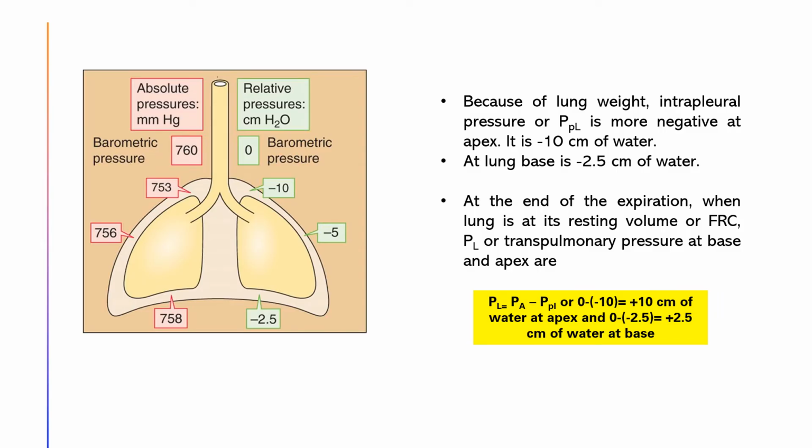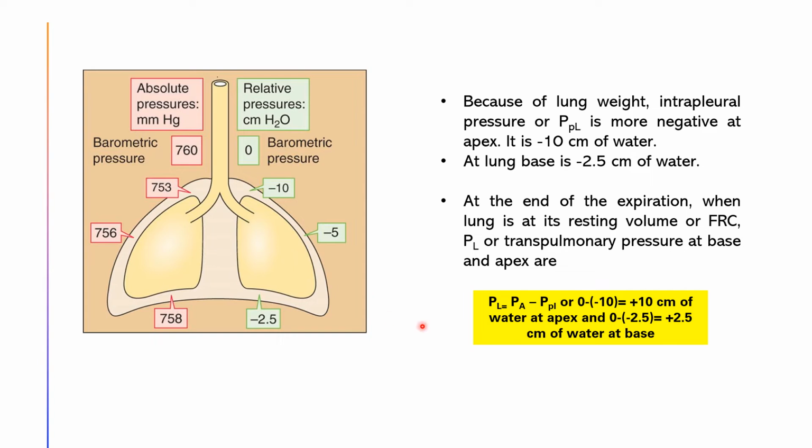Now we want to see the transpulmonary pressure at the base of the lung and at the apex of the lung. From this picture it is clear that at the base of the lung, due to the lung weight, intrapleural pressure is minus 2.5 centimeter of water. It is less negative as compared to the intrapleural pressure at the apex, where it is minus 10 centimeter of water.